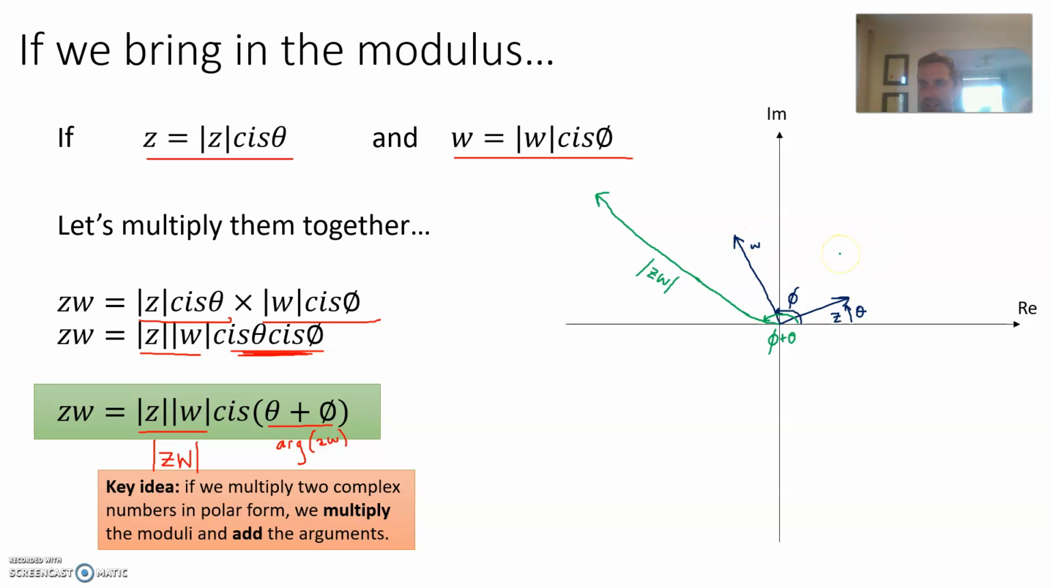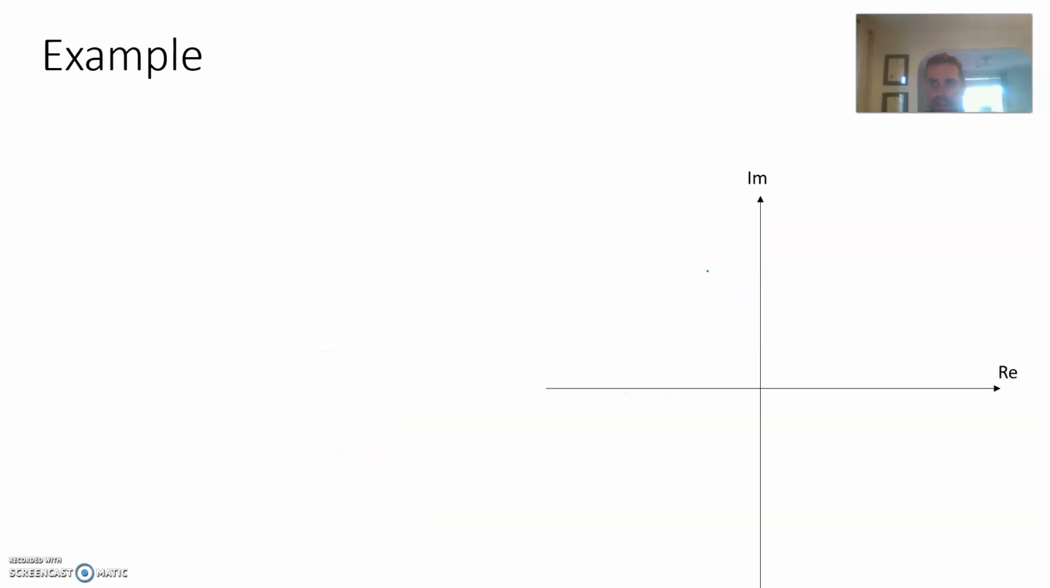So we can kind of think of this like two different geometric transformations. The first transformation, when we multiply by w, is that we're going to rotate by this angle phi. The second geometric transformation is a dilation, and the dilation is like stretching, okay? It's going to stretch by whatever the modulus of w is. Hopefully that kind of makes sense. Let's just do a quick example on that.